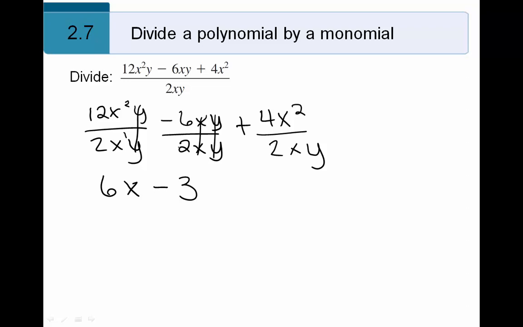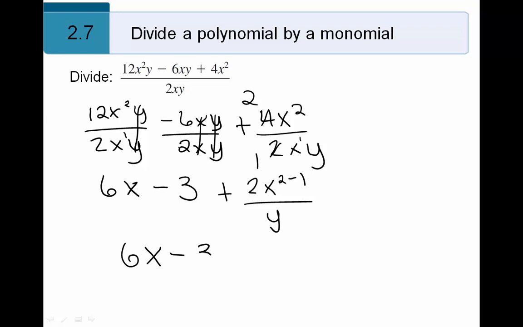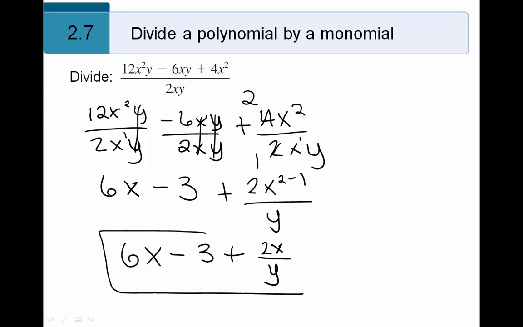And we have a 4x squared divided by 2x to the first y. 4 divided by 2 is 2. 2 goes into here once, 2 goes into here twice. So we'll have a positive 2x to the 2 minus 1. The y will remain on the denominator. So our final answer will be 6x, negative 3, positive 2x over y. Now notice that the y in the denominator is only the denominator over the 2x, not with the 6x and the negative 3.